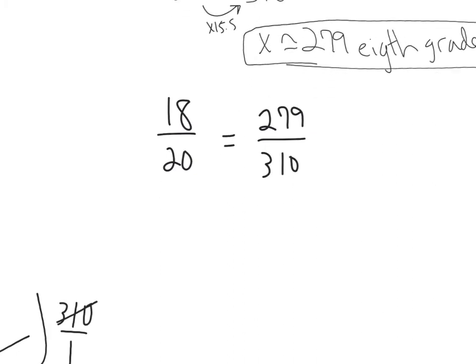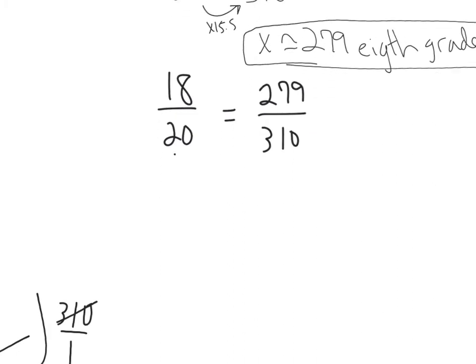How can we see if they're equal? Well, we could just divide them out. If we have a calculator especially, this would be a quick process. 18 divided by 20 is 9/10, and then if you do 279 divided by 310, you should also get 9/10. If they both come out the same, we know we've got the right answer. If they don't come out the same, we know we made a mistake somewhere.